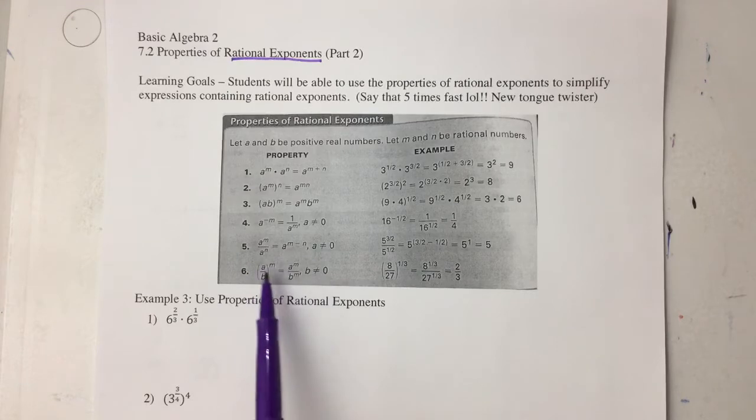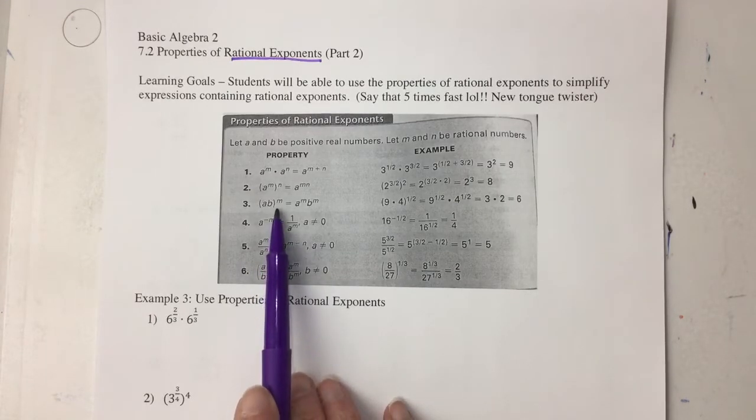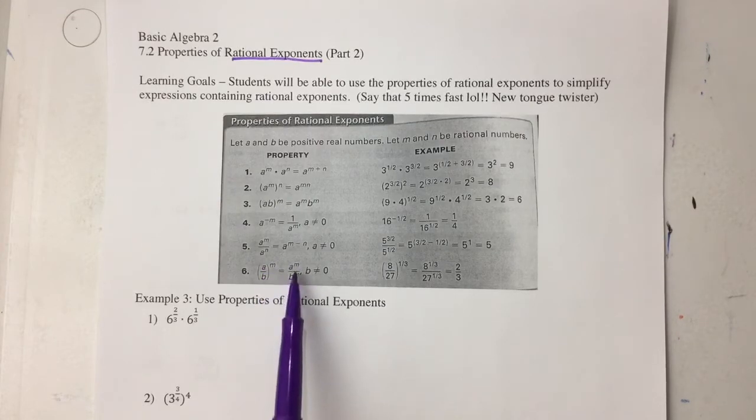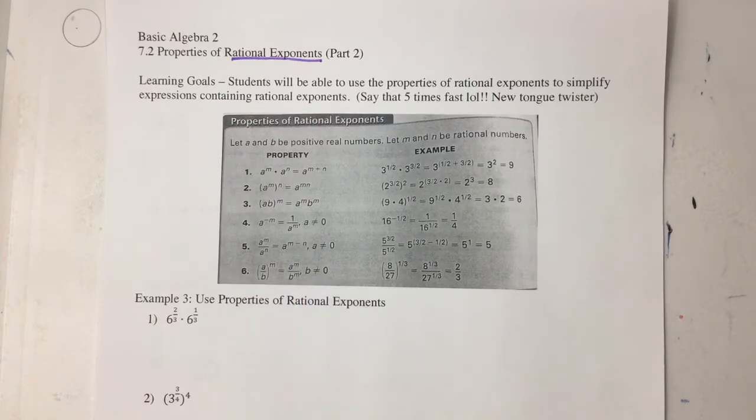This is very similar to property number 3 up here. Notice that they said that you're going to go ahead and take that exponent and bring it into both terms. The same thing occurs if you have a fraction. That exponent goes to everything whether it's on the top or the bottom. So A would get an exponent of M, B would get an exponent of M.